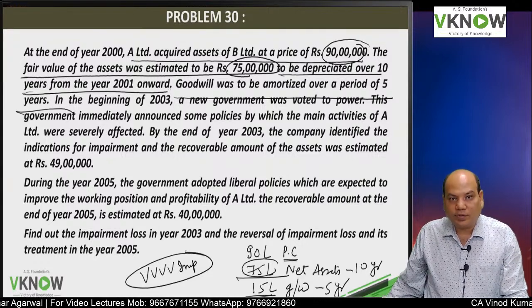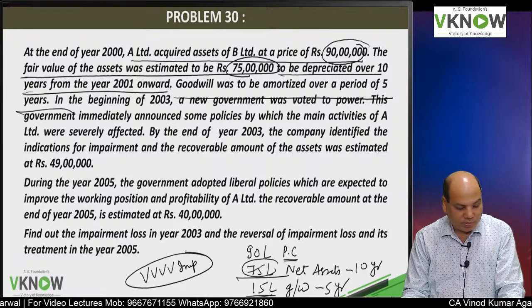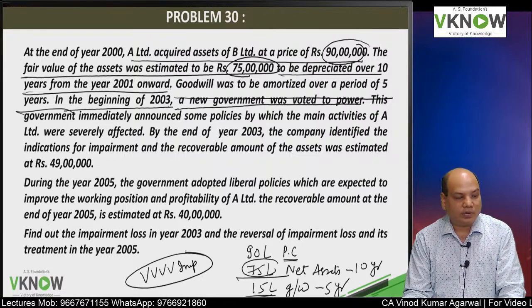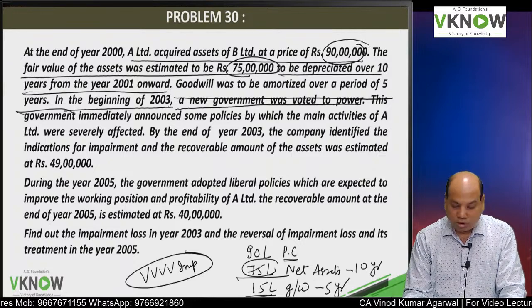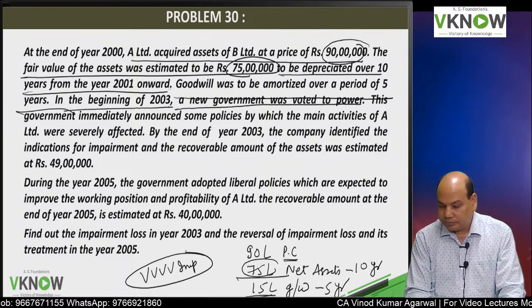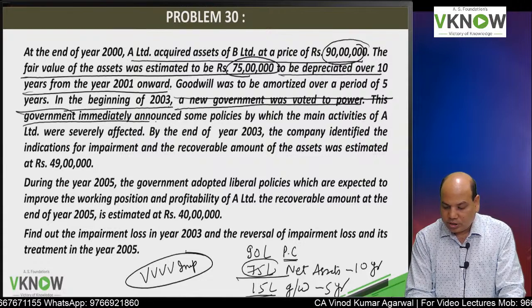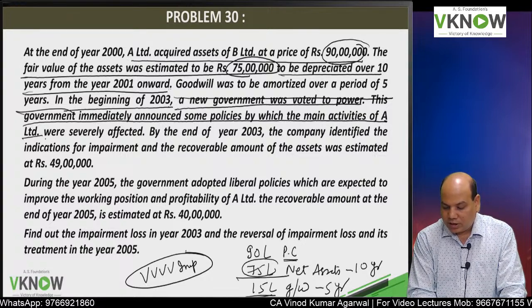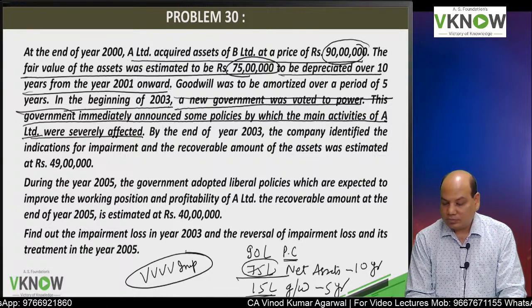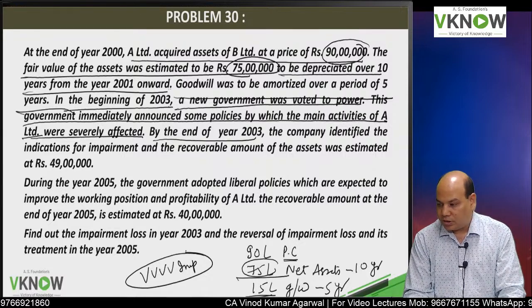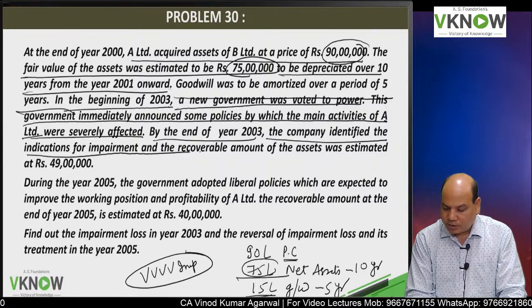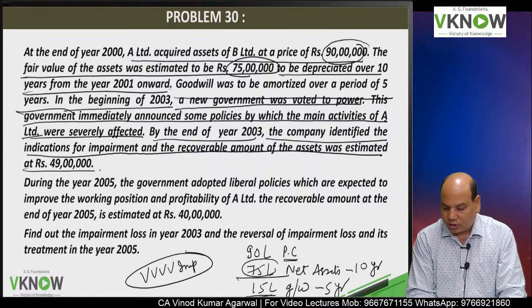Amortization period for goodwill is 5 years, net asset is 10 years. In the beginning of year 2003, a new government was voted to power. This government immediately announced some policy by which the main activity of A Limited was severely affected. By the end of 2003, the company identified the indication for impairment and the recoverable amount was 49 lakh.